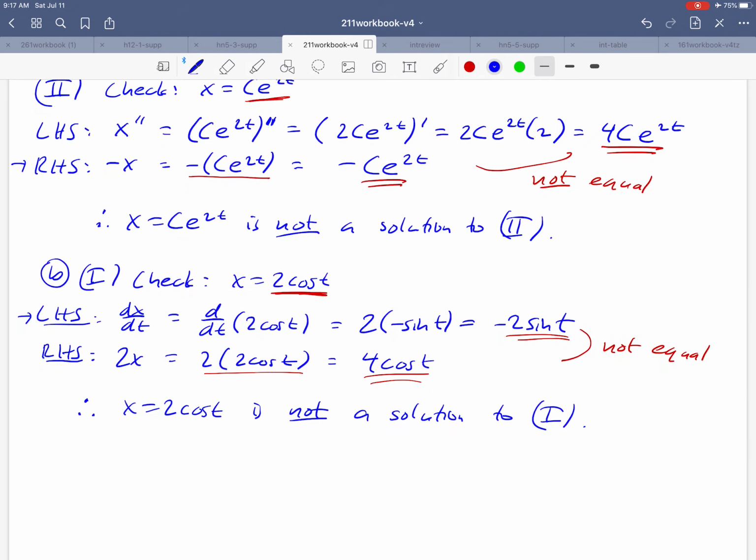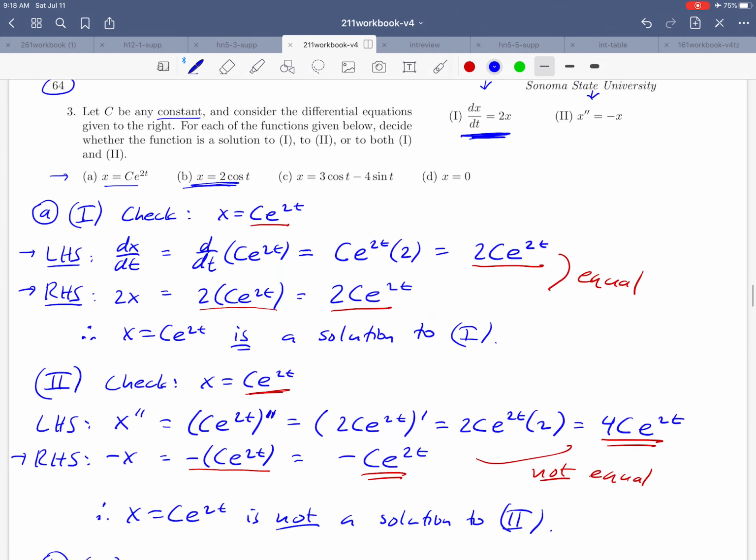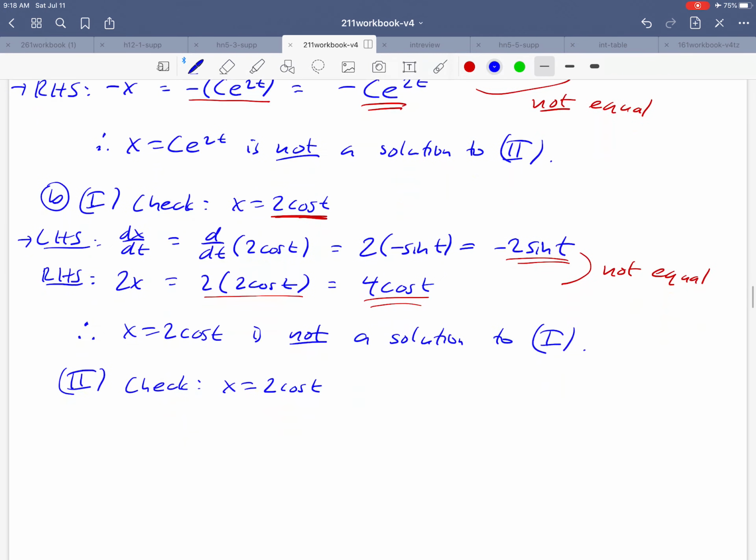Okay, what about the second one? Okay, now we're going to check the same function, x equals 2 cosine of t. If we sneak a peek back at the differential equation, sorry for the scrolling, but just wanted to remind you that that formula there is the second differential equation. Its left and right-hand sides are x double prime and negative x. Let's write those down. Okay, and this time we're going to substitute in 2 cosine of t for our x's.